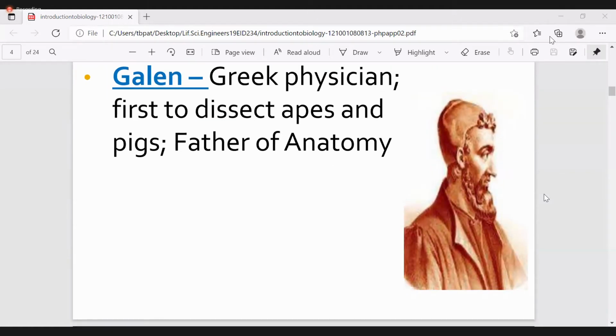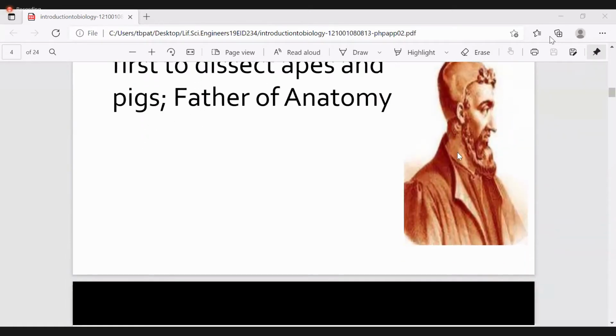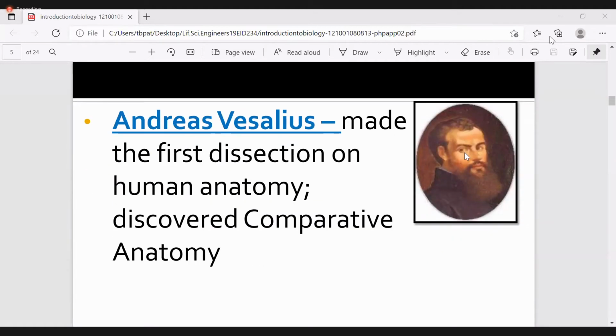And Galen is a Greek physician. He first discovered apes and pigs. The father of anatomy, he is an anatomist. Each and every part of the body he identified and distinguished, how its arrangements are and everything. So he is the father of anatomy. Yeah, he is one of the anatomists.